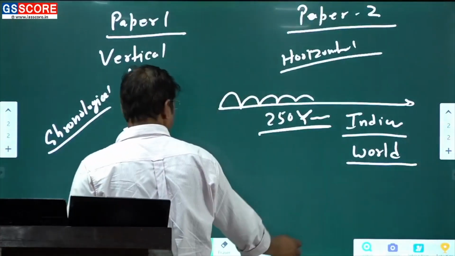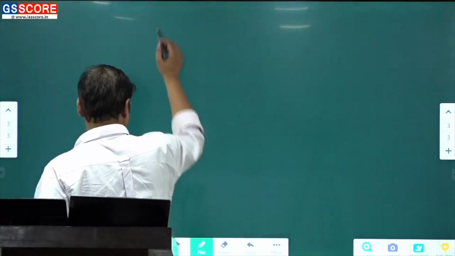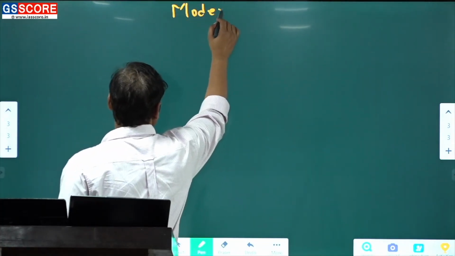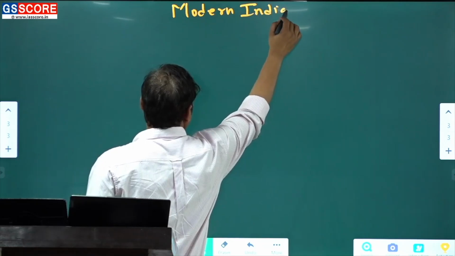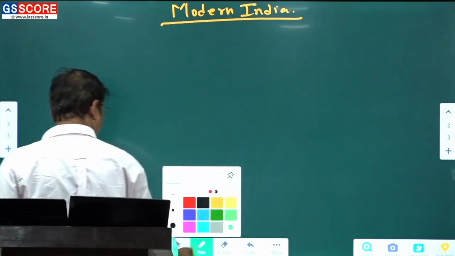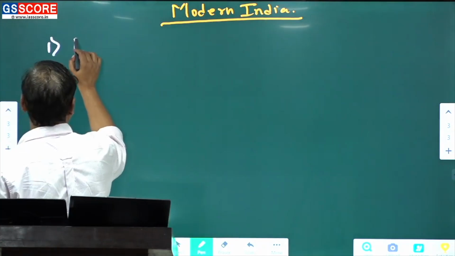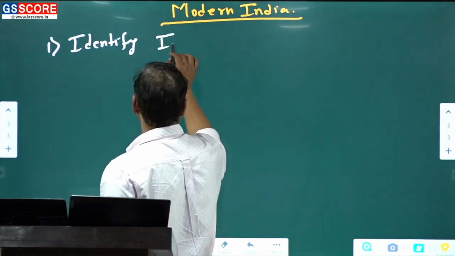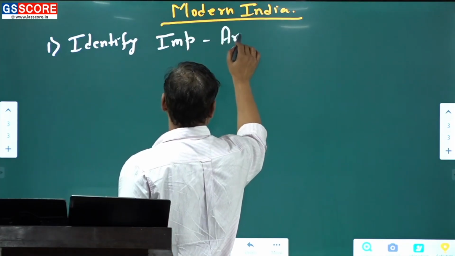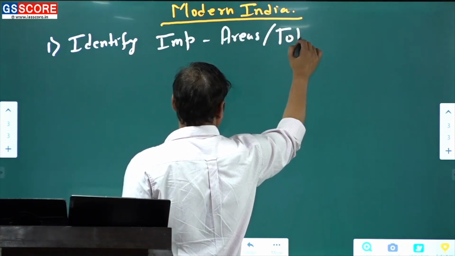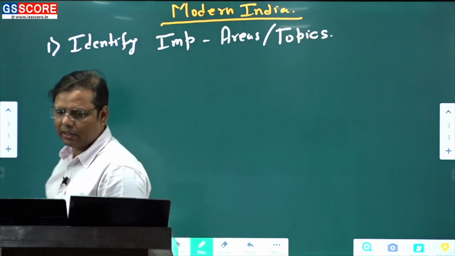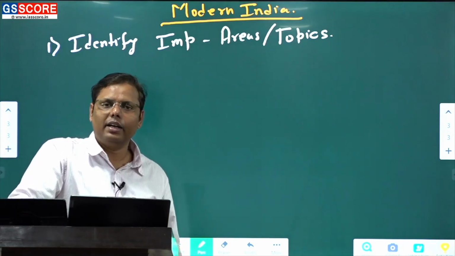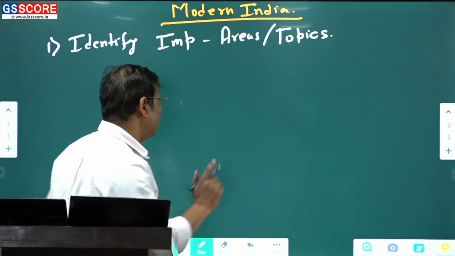While doing modern India, identify important areas or topics. Do not invest all of your energy in all the topics. Rather, identify those areas and then cover them. This is the first suggestion.